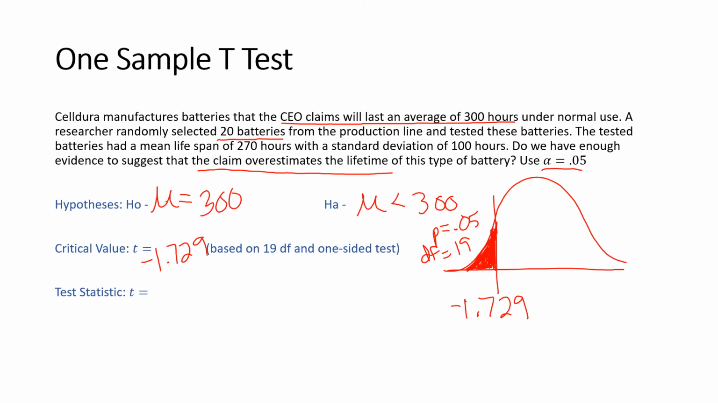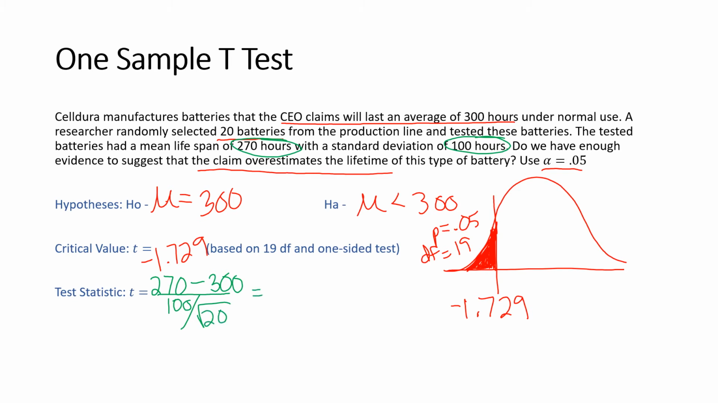Now I'm going to switch colors and we are going to calculate the test statistic. All right, so test statistic, very similar to calculating a z-score here. You're going to take what you observed. Well, we observed from our sample batteries that the mean was actually 270 hours minus what we expected it to be. It was supposed to be 300 hours. With a standard deviation of 100. So standard deviation, remember we have a sample of 20 batteries, so we really need to do 100 divided by the square root of 20. This is going to be our test statistic.